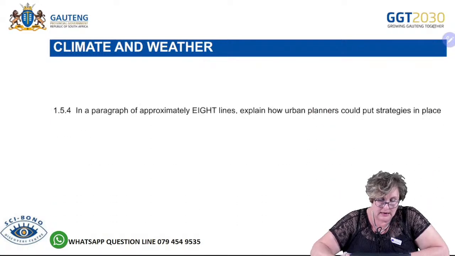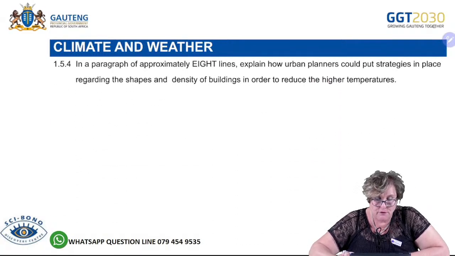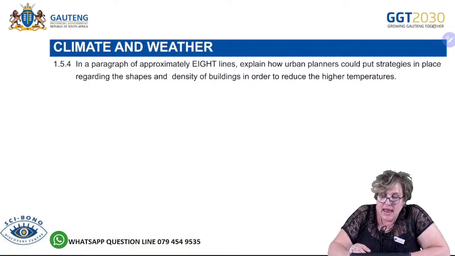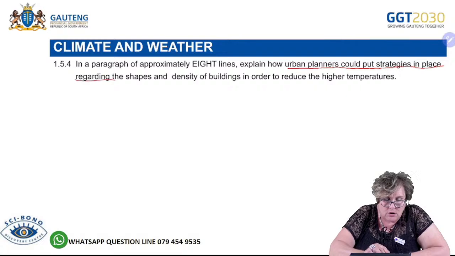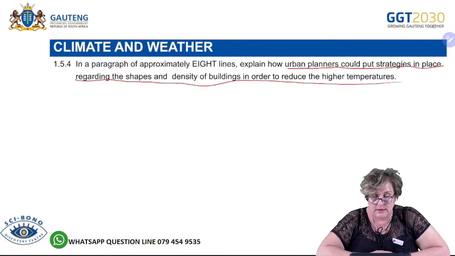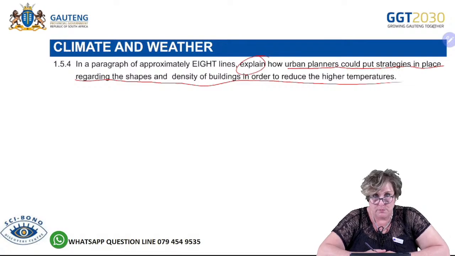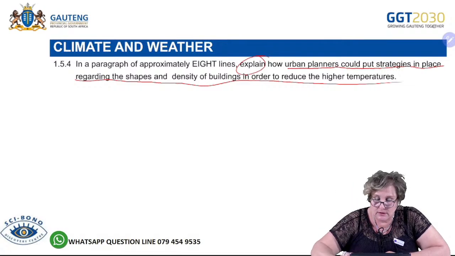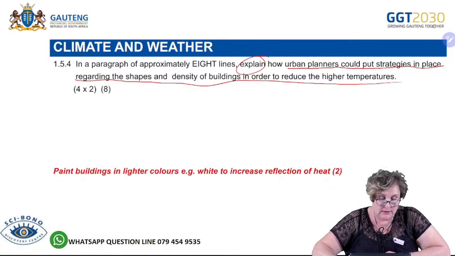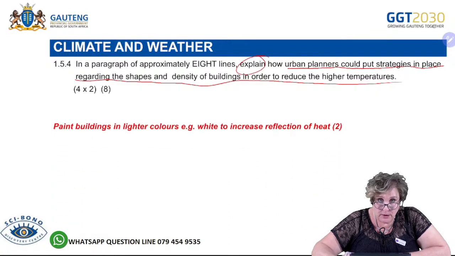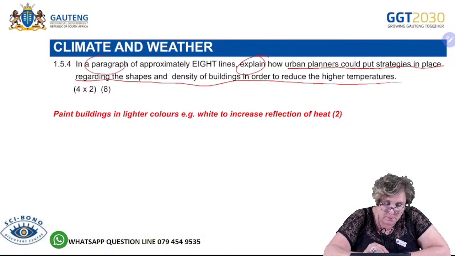Then in here, in a paragraph of approximately 8 lines, explain how urban planners could put strategies in place regarding the shapes and the density of buildings to reduce the higher temperatures. So you have to explain what strategies an urban planner can put in place when they design the shape and the density of buildings to make sure that it reduces the high temperatures. Remember, we are not putting it in point form. You have to write the paragraph.